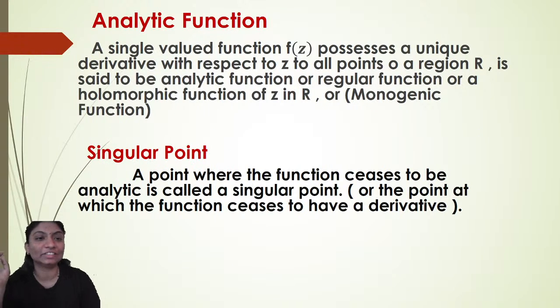Now, analytic function. A single valued function f of z possesses a unique derivative with respect to z at all points in a region R, is said to be analytic function or regular function or a holomorphic function of z in R or monogenic function. Okay, a single valued function. When we say that the given function f of z is analytic, the function f of z is analytic if it possesses a unique derivative with respect to z at all points in a region R.